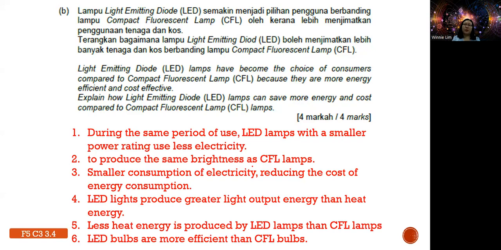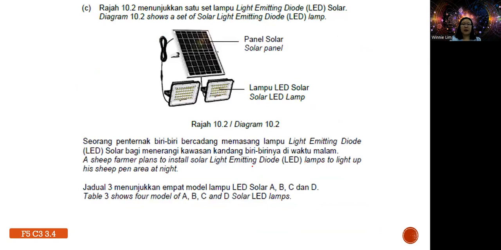And then LED light produces greater light output energy. This is what I explained, more than heat. And then less heat energy is produced by LED. And LED bulbs are more efficient. Yeah, so all these points you can use, but maximum 4 points out of all these 6. Okay, then next.